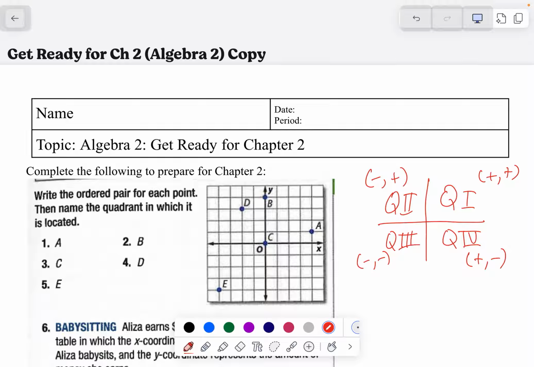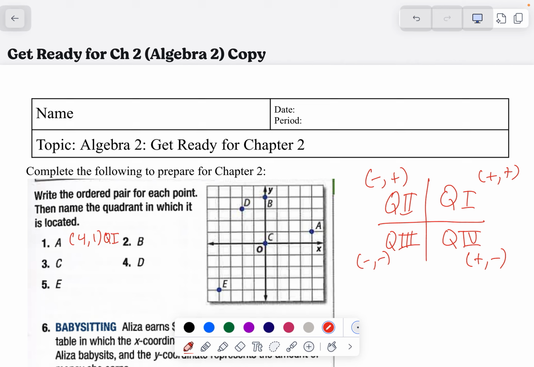So you do have to know where the quadrants are. If you take pre-calc next year, or algebra 3, knowing where those quadrants are is important. You might look at where functions or graphs are located in different quadrants and things like that. So for number 1, where it says A, if you count from center, that jumps over 1, 2, 3, 4, and then up 1, that would be the point (4, 1). And anytime you land in that top right quadrant, you are in quadrant 1.